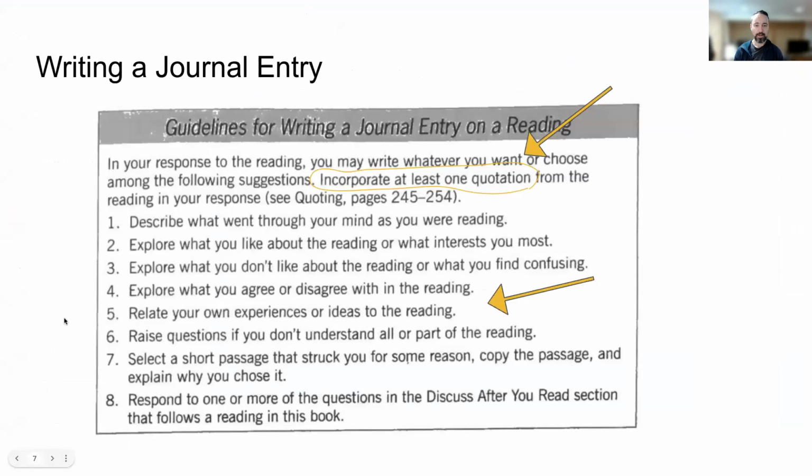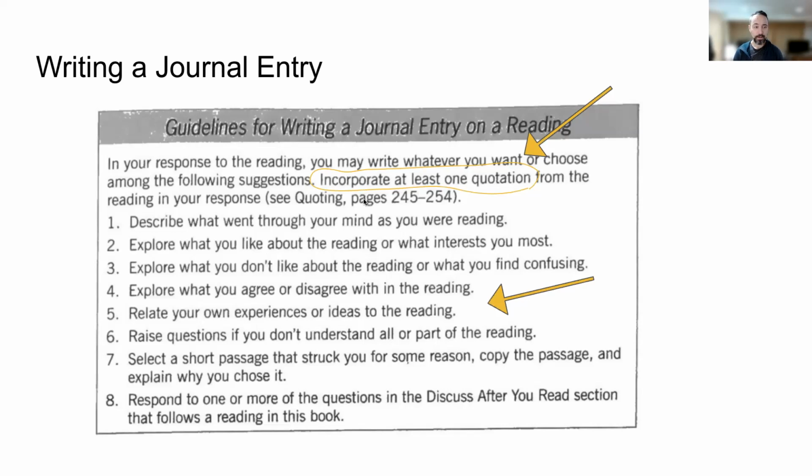So let's continue. Writing a journal entry. This is taken from the article or chapter on strategies for reading critically by Ruth Spack. One reason why I like this chapter is it also helps us go from reading to writing. One of the ways we go from reading to writing is writing journal entries. Journal entries are basically more informal ways to respond to a reading or an article in your class.